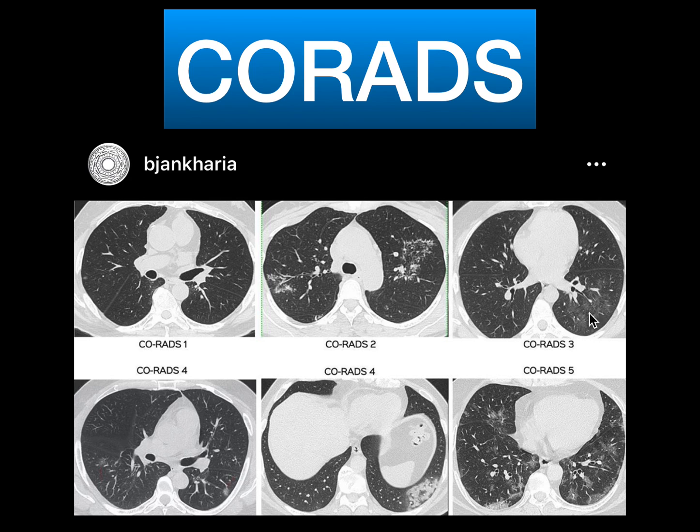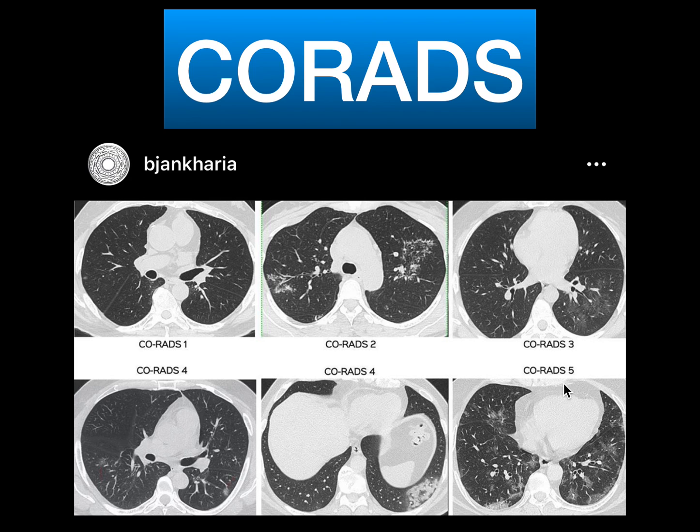You can see here in CORADS 3, unilateral ground glass opacities, which are central but not peripheral. So still it comes under CORADS 3. And in CORADS 4, you can see a few patchy areas, a few central, one or two in the periphery. This is highly suspicious of COVID-19.